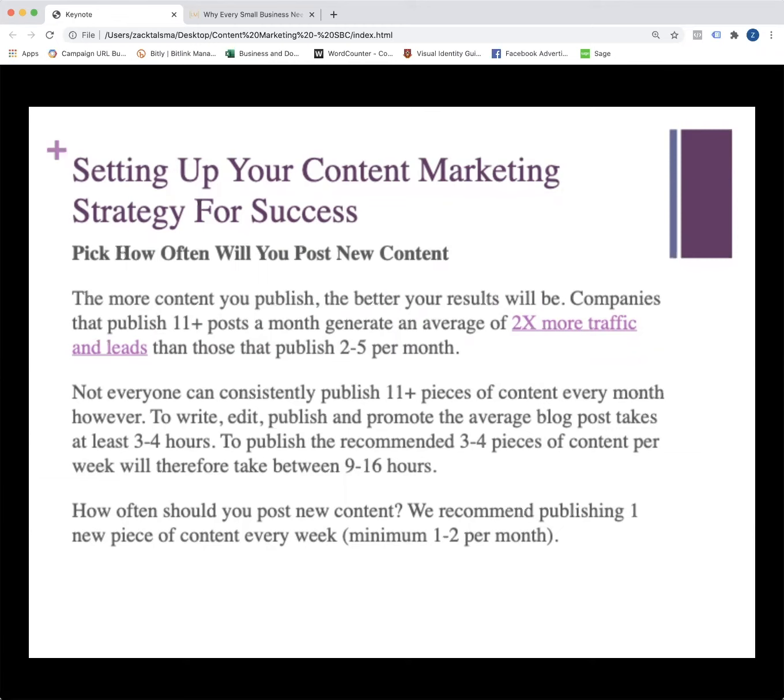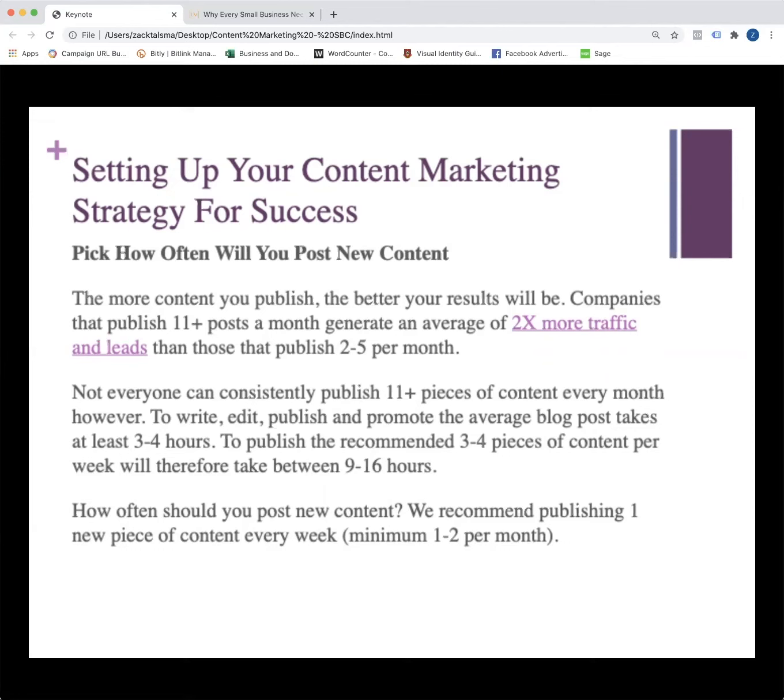So keep them very basic, whereas by the time you get to the ones where you're trying to sell them, you can pretty much be assured that they have some working knowledge now of what you're talking about, and you can be a little bit more advanced in those. So the next thing you're going to have to do is to choose how often you're going to post new content.